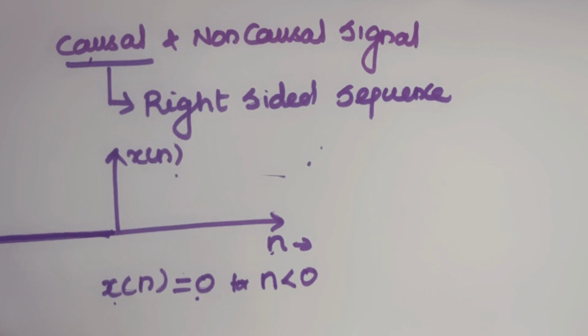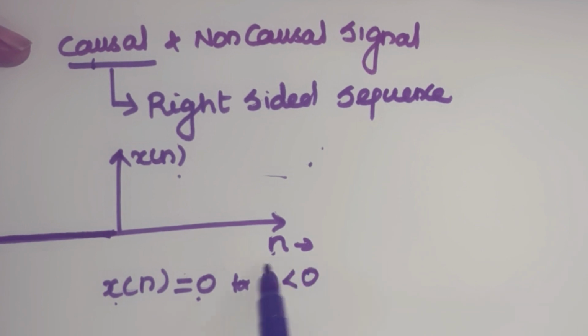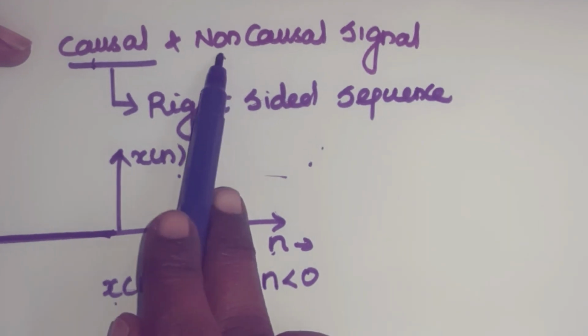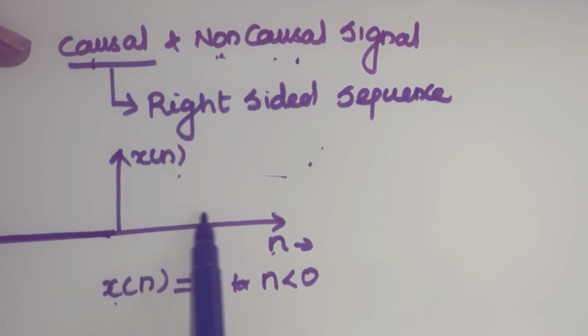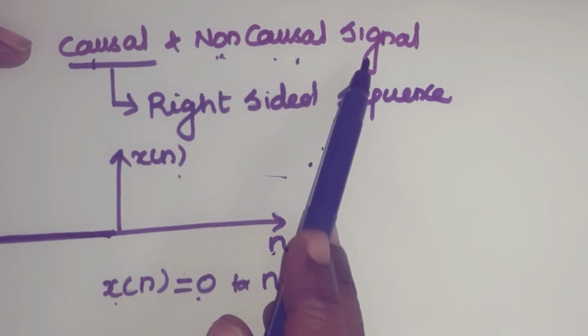So for negative values of n, the value of the signal is 0. That means it is a right-sided sequence, that is, a causal sequence. It gets values only for positive n. That type of signal is called a causal signal. If this condition is not satisfied, and you get a value on the negative side also, then the signal is non-causal. A causal signal gets value only on the right side and 0 on the left side. If you get value on the left side also, then the signal is a non-causal signal.